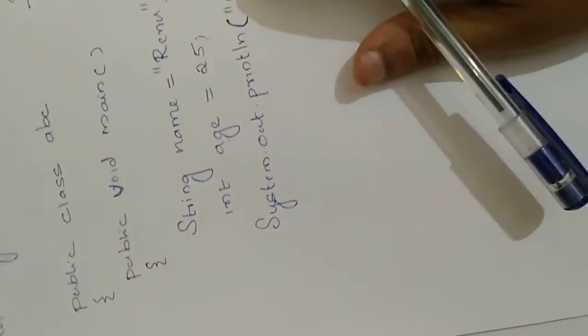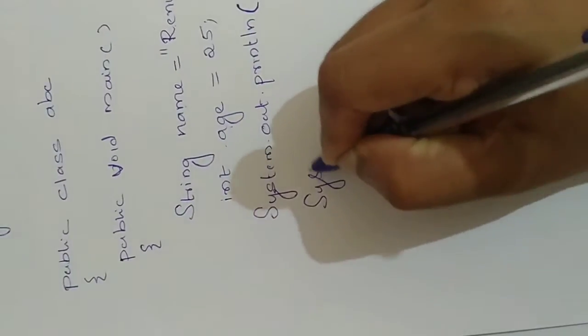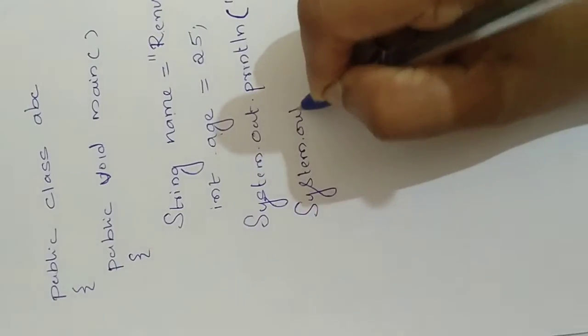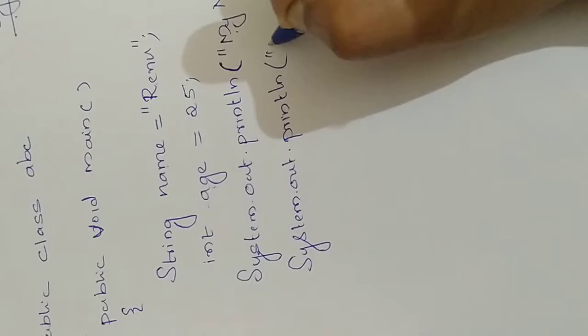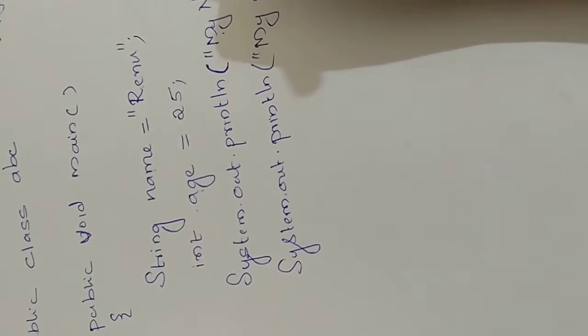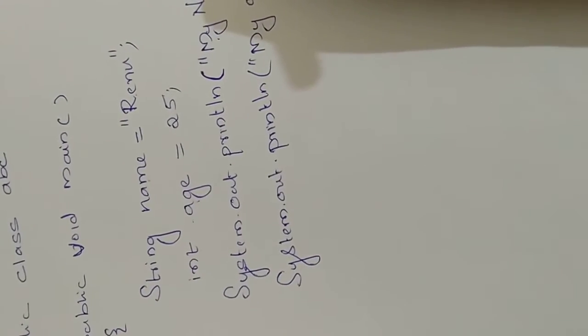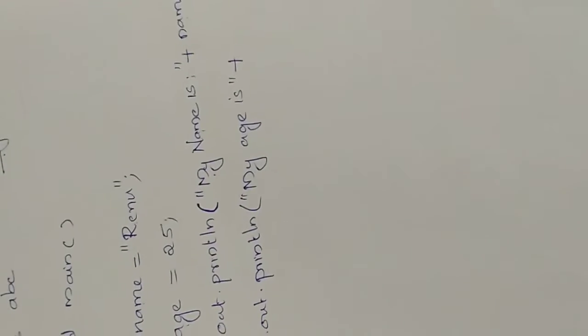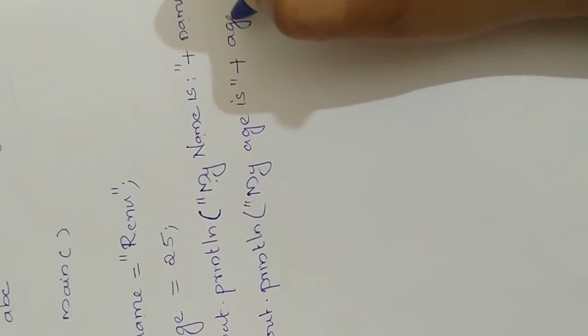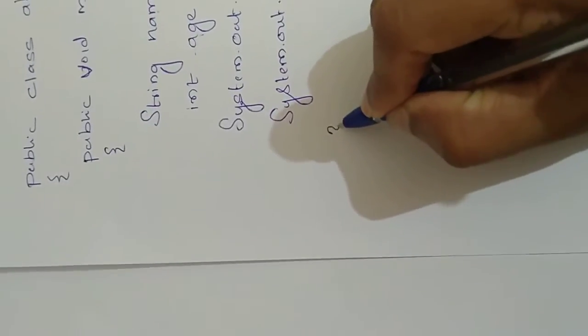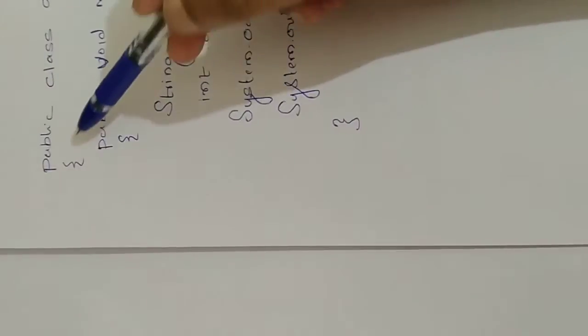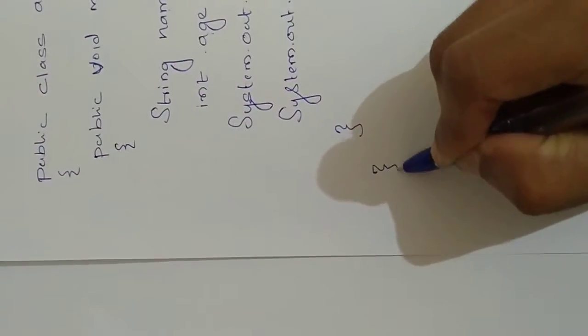Next, I have to print the age. For that, System.out.println. I have to print my age. Again plus is used for combining two things, my age is, plus age. Next we have to close the method, so I am closing the method. Next we have to close the class, I am closing the class.